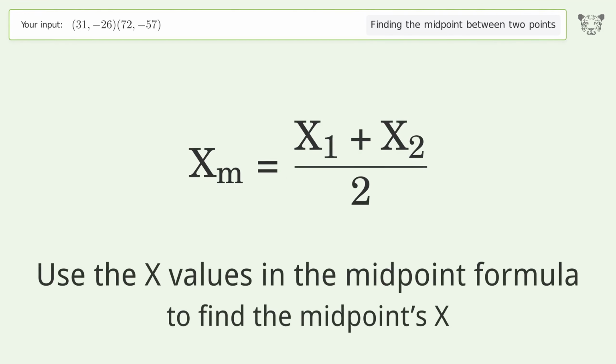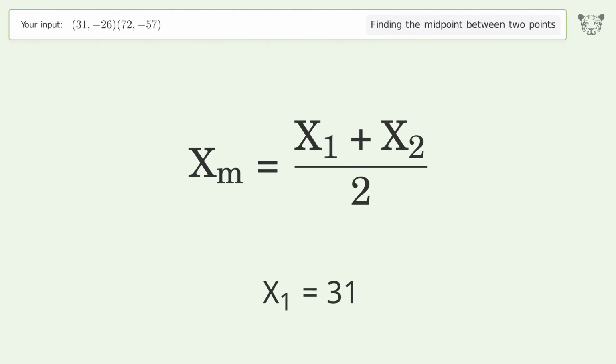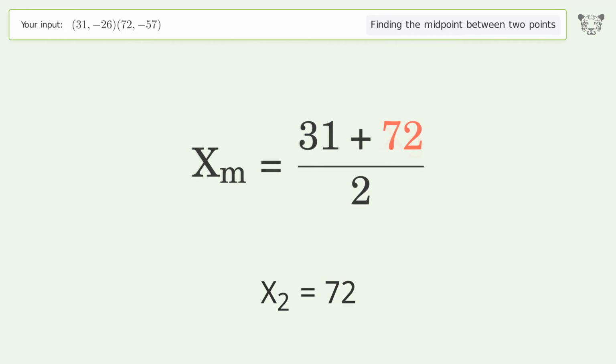Use the x values in the midpoint formula to find the midpoint's x. x1 equals 31. x2 equals 72. Simplify the arithmetic.